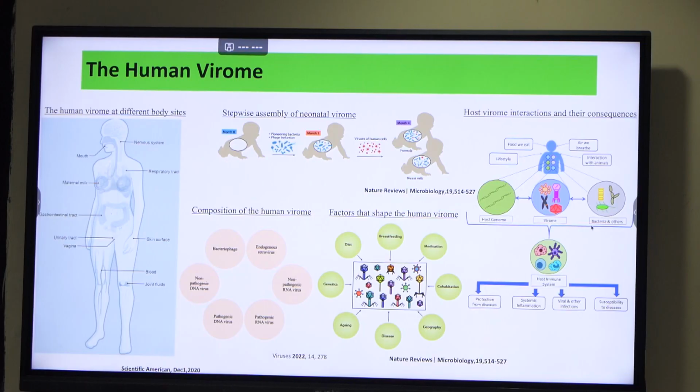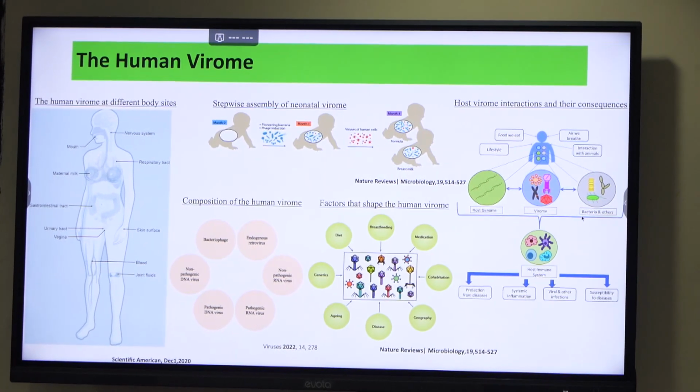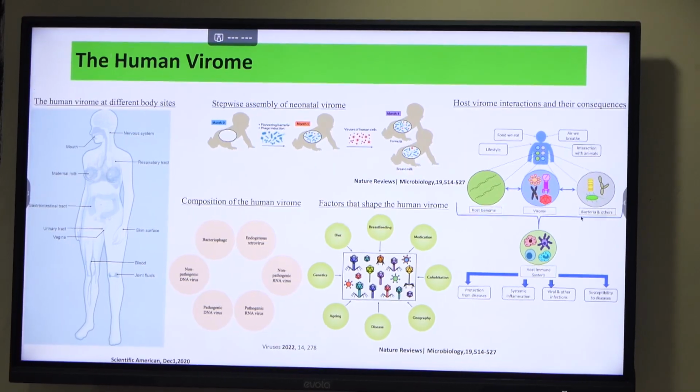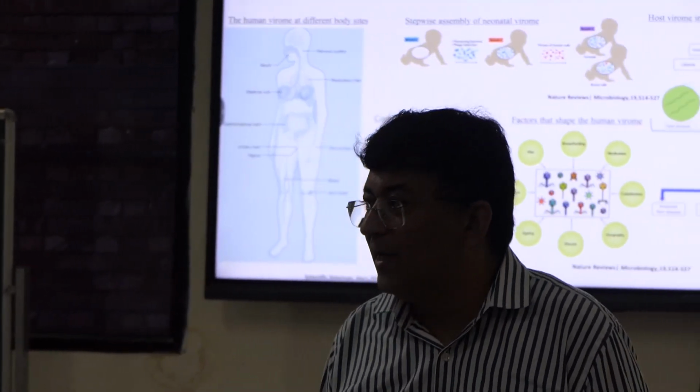Okay, so shall we go ahead? Now, virome. We talk about bacteria, and in the gut microbiome we talk about the various different kinds of bacteria, Firmicutes, Bacteroidetes and all that. Right?